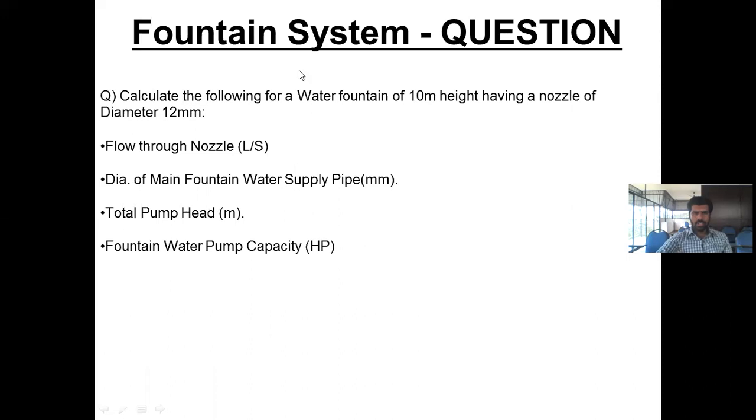Now, this is the question. Calculate the following for the water fountain of 10-meter height, nozzle diameter 12 mm. You have to find the flow through the nozzle, diameter of the main fountain water supply pipe, total pump head, and fountain water pump capacity.